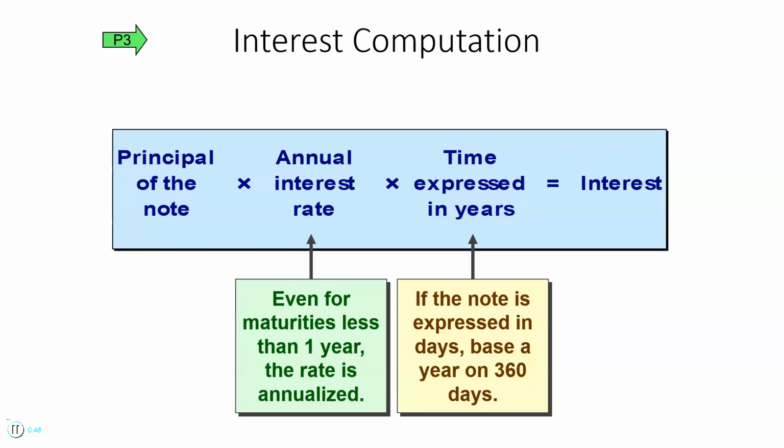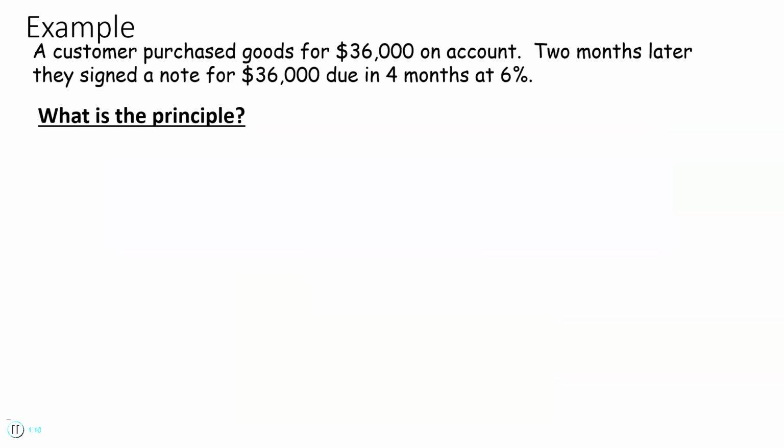calculate interest. The principal amount of the note, which is the original amount, times the annual interest rate gives you the annual interest, i.e. the interest for 1 year. But if it's for less than a year, then we have to take it times the number of months divided by 12. So let's take a look at an example.